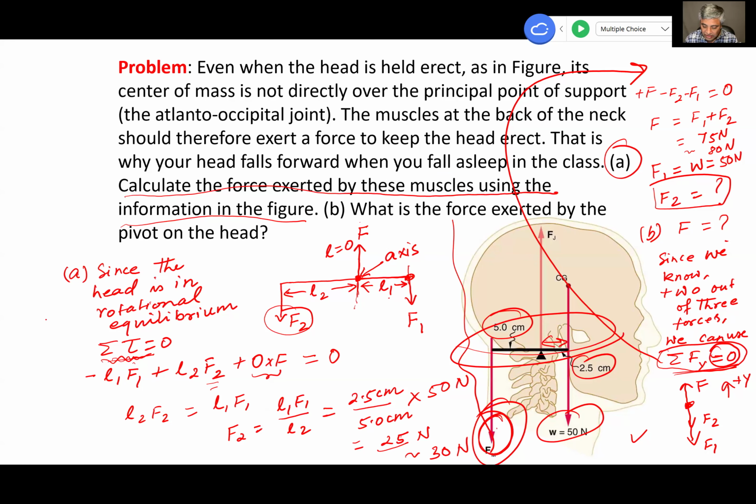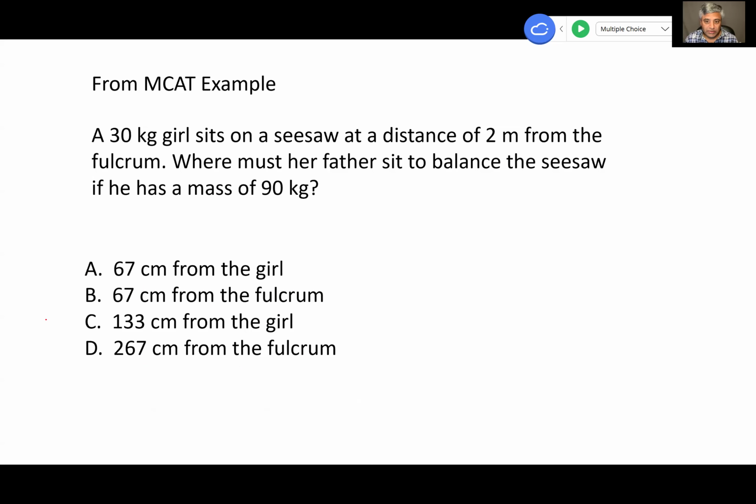Now, here you can just use one equation, rotational equilibrium, okay? So in this case, there is a seesaw, and there are kids and the dad sitting, right? Grawl has a mass of, let's say lowercase m, 30 kilogram. So what's the force? So force due to Grawl, let's say F1, is mg. So now you can just multiply by g and get the F1.